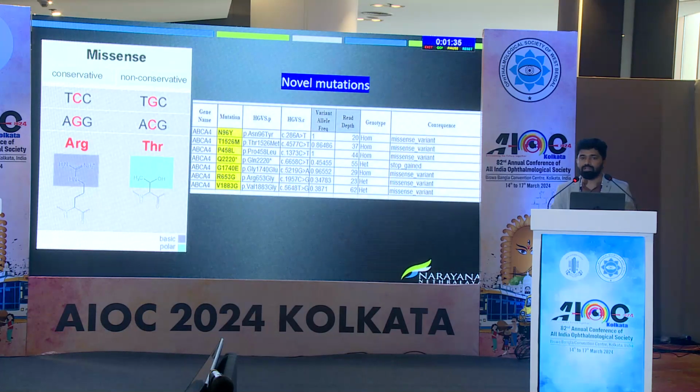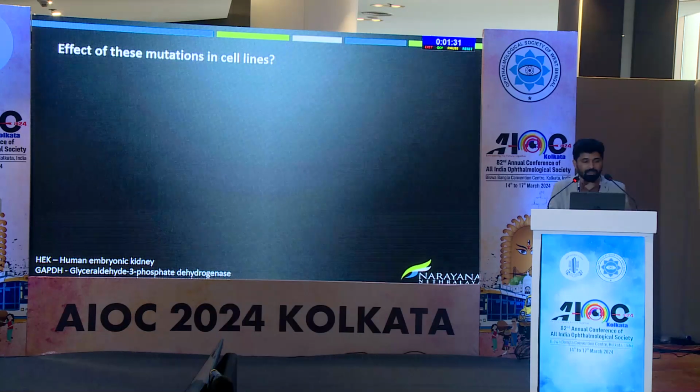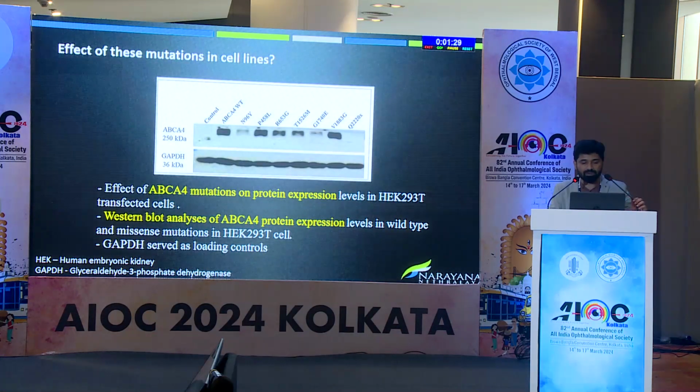We wanted to do an in vitro study in this, which is a recent update. So to study the effect of this mutation, what we used was HEK cell lines, and we used Western blot analysis for the protein function. So to make it simple for understanding, this is the control. So these are the different mutations of ABCA4. The darker the band, better is the protein function.